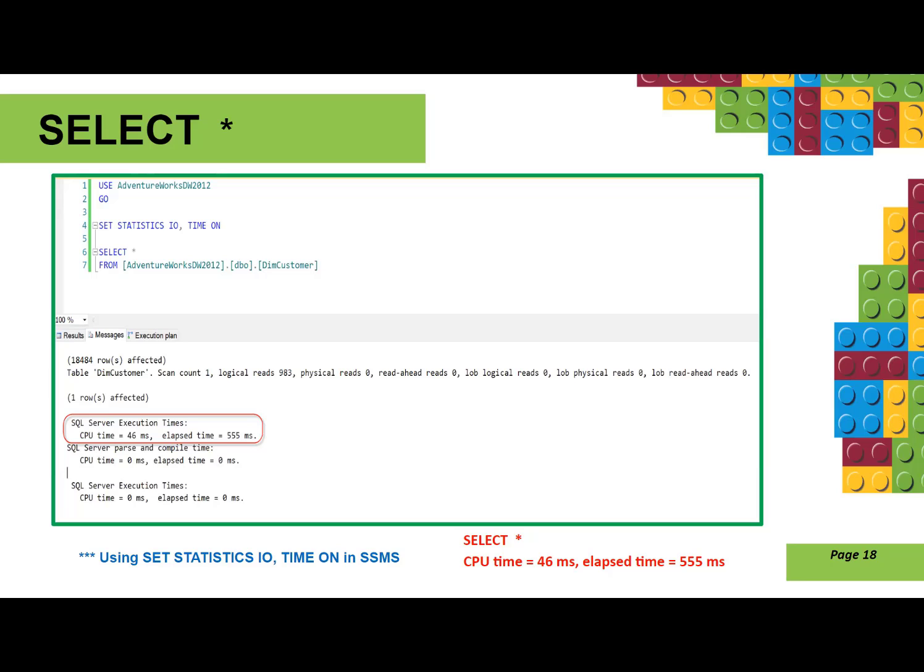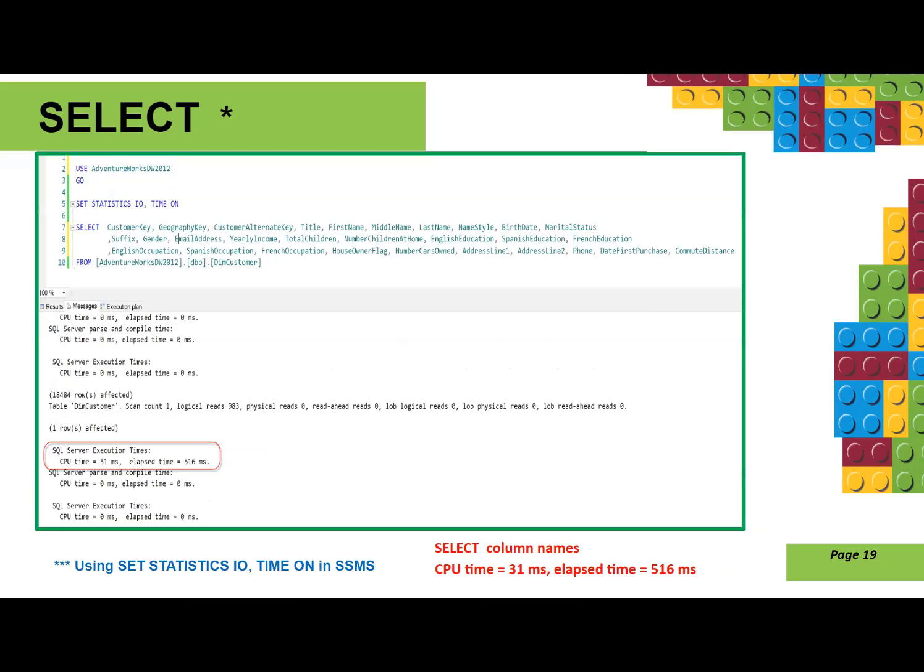But we do have an explain plan. You can see how much it costs. And this is the comparison using the actual column names. We're getting less CPU time, 31 milliseconds. Elapsed time is 516 milliseconds.